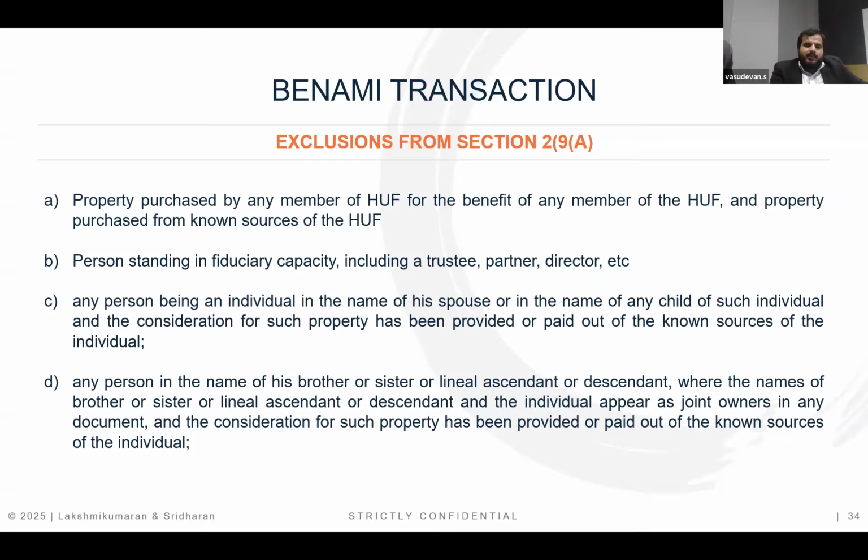Similarly, where the properties are acquired in the name of those persons who are basically in a fiduciary capacity. So that may be a trustee or a partner of the firm, or say a director. In all these cases, where the law deems that the parties have a fiduciary relationship, in those cases also the transaction will not be considered as a Benami transaction. Third case is where the individual acquires the property in the name of, say, his wife or his children, and he is able to establish that the property has been acquired out of the known sources.